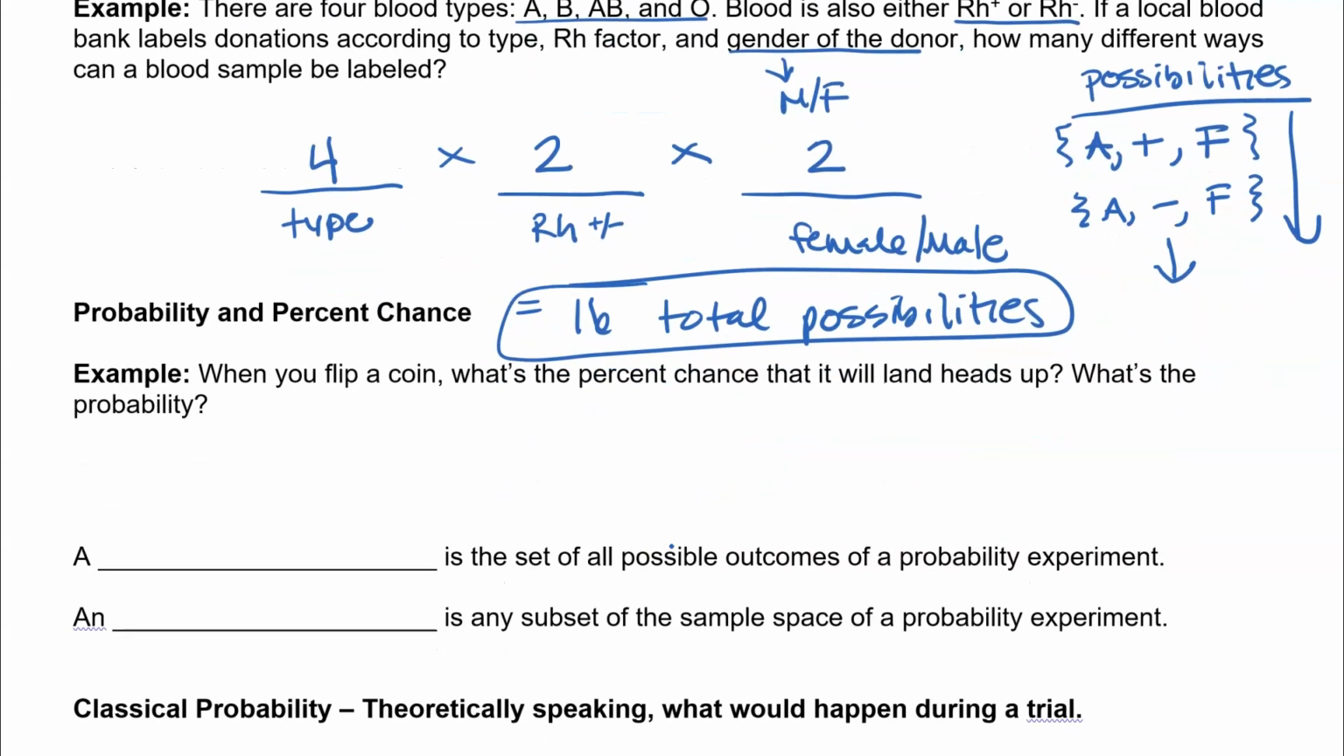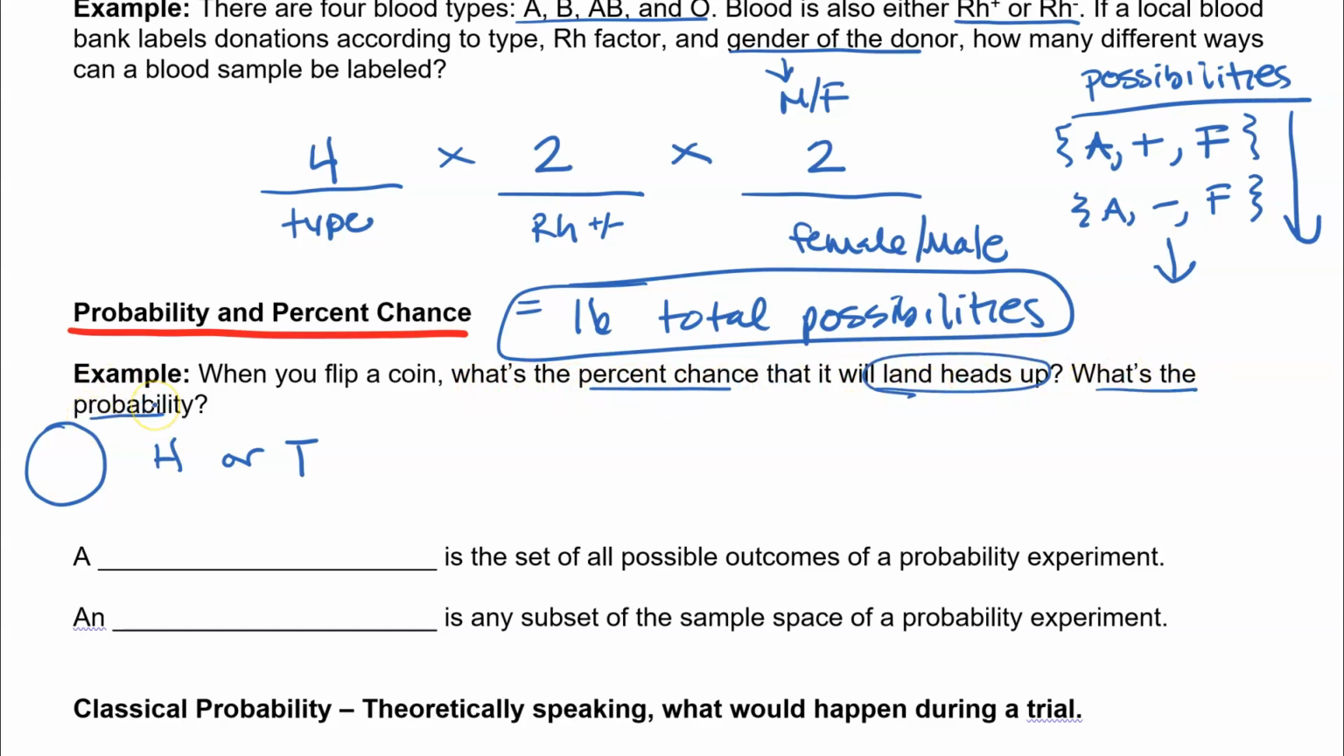And this we're going to start talking about probability and percent chance here. Okay, so let's look at flipping a coin again. So we've got this coin, okay, it could be heads or tails, and we're asked what's the percent chance that it will land heads up? What's the probability? Okay, so when we do probability, the formula is down below here.